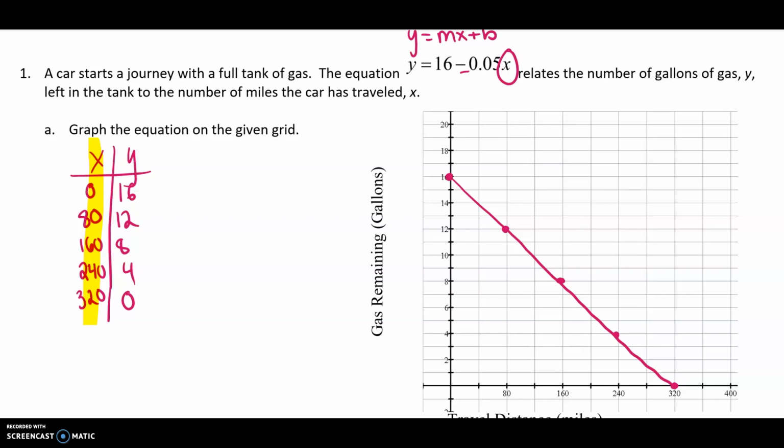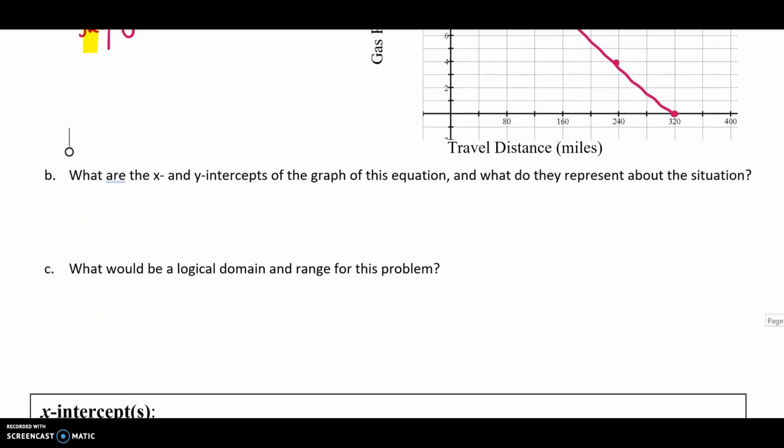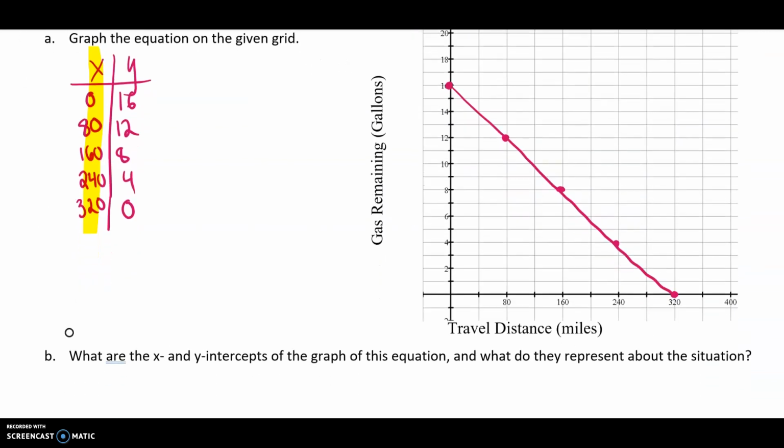What the real point of this is, I want to talk about intercepts. Specifically, starting with what are the x and y intercepts and what do they tell us about the situation? Because I know you're all asking, why do I care? And hopefully I can answer that for you as well.